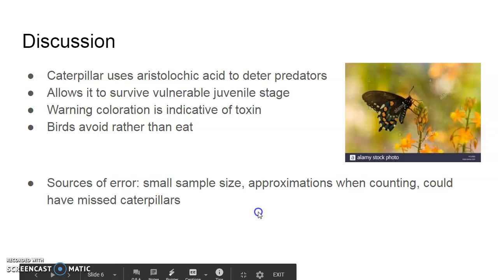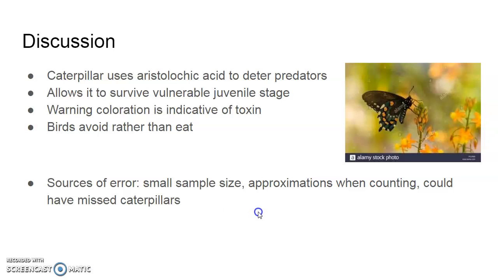So I learned after the fact that these pipevine caterpillars use aristolochic acid. Aristolochia are the plants, I think, the pipevine that the caterpillars eat, and it allows them to survive their vulnerable juvenile stage, because they're kind of conspicuous and would be easy pickings if they didn't have that toxin protecting them. And so the birds know not to eat them because of the warning coloration and their bad taste.